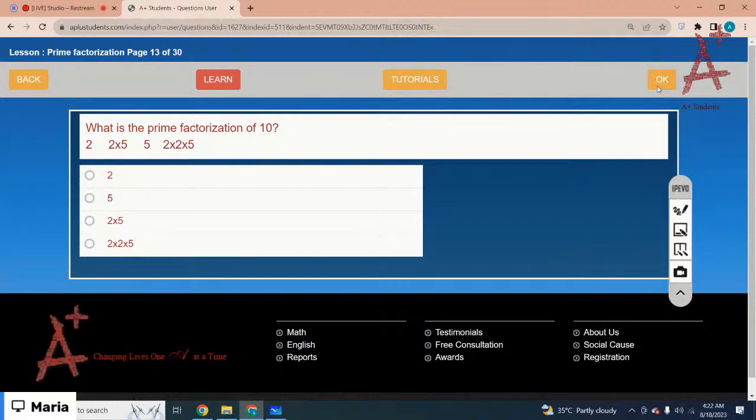What is the prime factorization of 10? Which is the correct option? Very good. Yes, again, the prime factorization of 10 is 2 times 5.